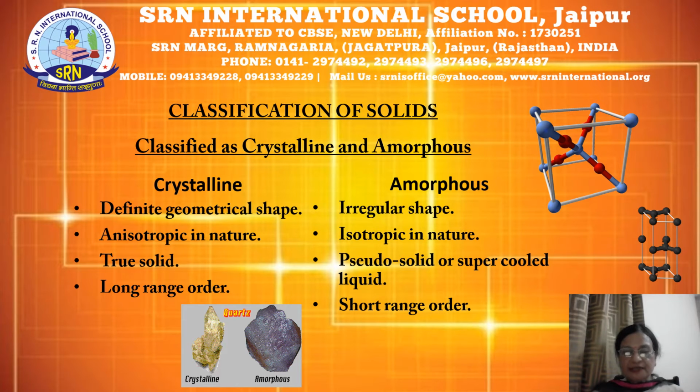For example, glass panes which are fixed to windows of old buildings are found to be thicker at the bottom. This is because the glass, which is amorphous, has fluidity, that means it flows very slowly and becomes thicker at the bottom. So the examples are like quartz, which is crystalline in nature, and quartz glass, which is amorphous in nature. Other examples of amorphous solids are rubber and plastic.